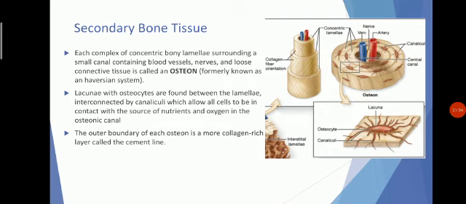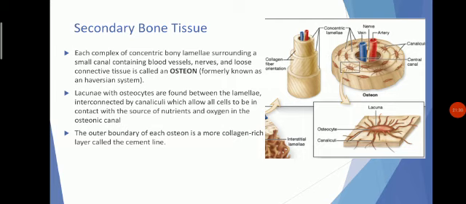Lacunae with osteocytes are found between the lamellae. These are the lacunae, and the cells in between them are the osteocytes. Radiating from these lacunae are the canaliculi, which allow the cells to be in contact with the source of nutrients and oxygen in the osteonic canal.